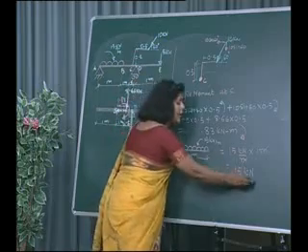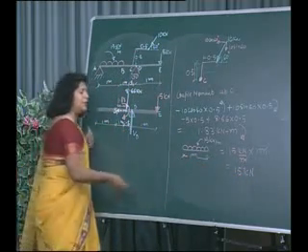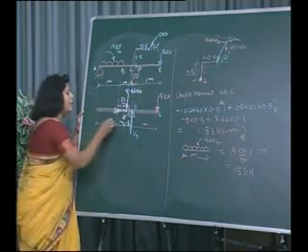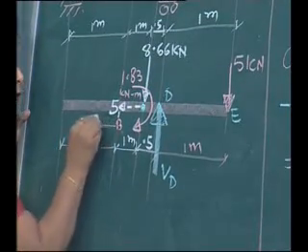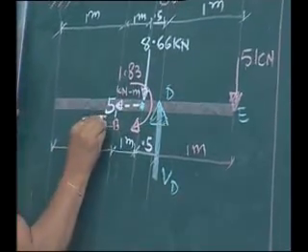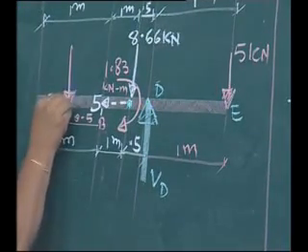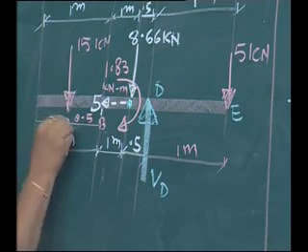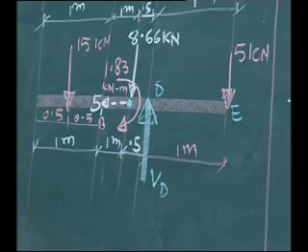Now this concentrated load will act at the center. So what will be the center for 1 meter? So center for 1 meter will be equal to 0.5. So from point B we will move 0.5 and show a concentrated load of intensity 15 kilonewtons, and again 0.5 left out. So we come to our point A.